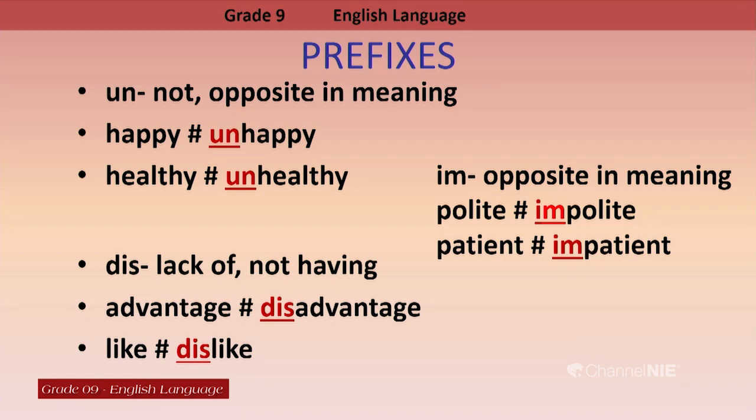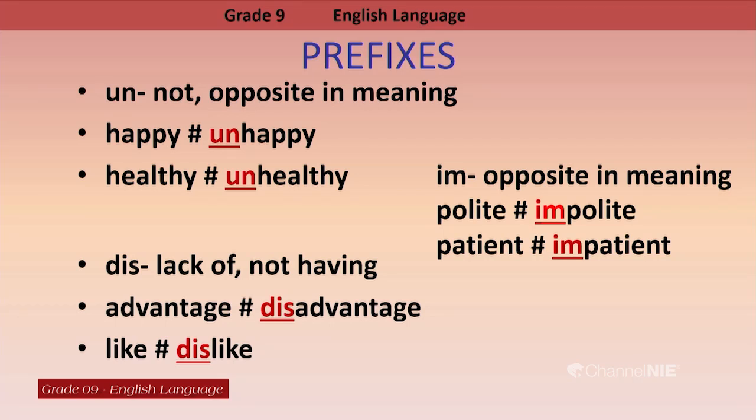Let us go to the second prefix, dis. Let us look at the meaning of dis. Dis means lack of, that means you do not have it, you are not having that quality or maybe it is something, right. Dis, lack of or not having. So, there are 2 examples for you: advantage, disadvantage.